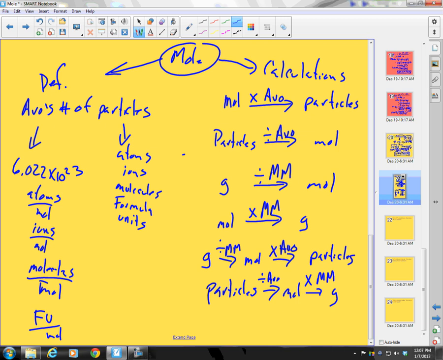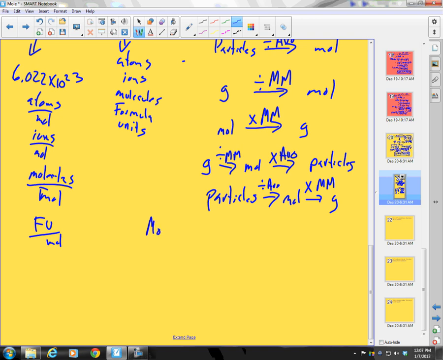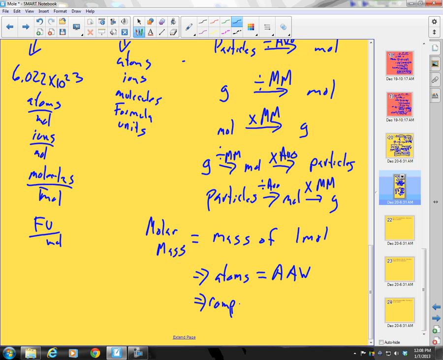And I've referred to this several times: molar mass. What is molar mass? Molar mass is equal to the mass of 1 mole of stuff. And how do I get the molar mass? For atoms, it's equal to the average atomic weight on my periodic table, and the molar mass for compounds is equal to the summation, that's sigma for summation, of the average atomic mass of all atoms in the compound. Good. So that's our overview.